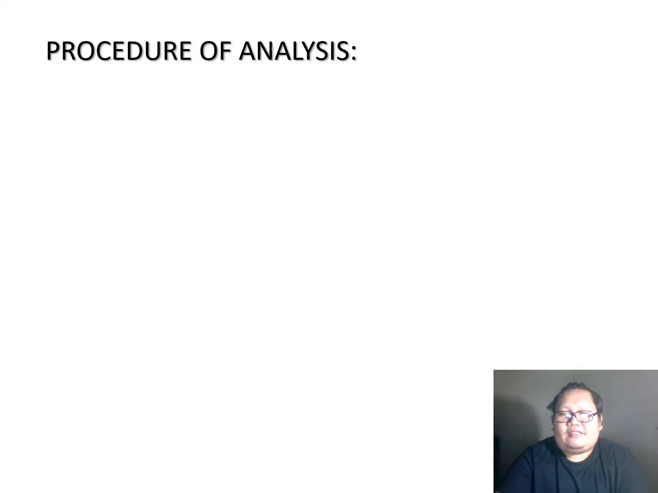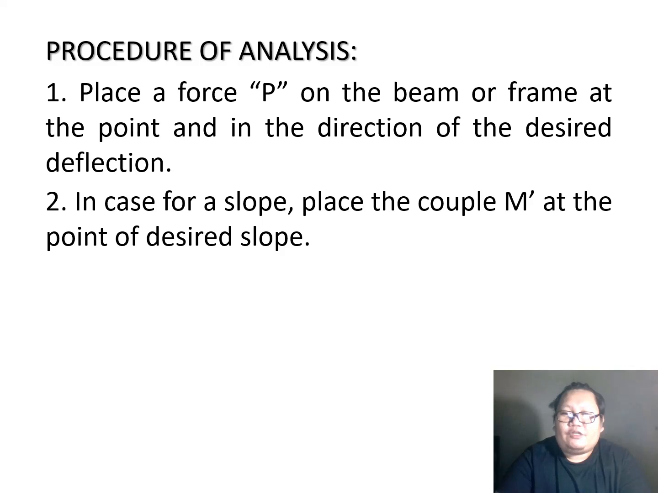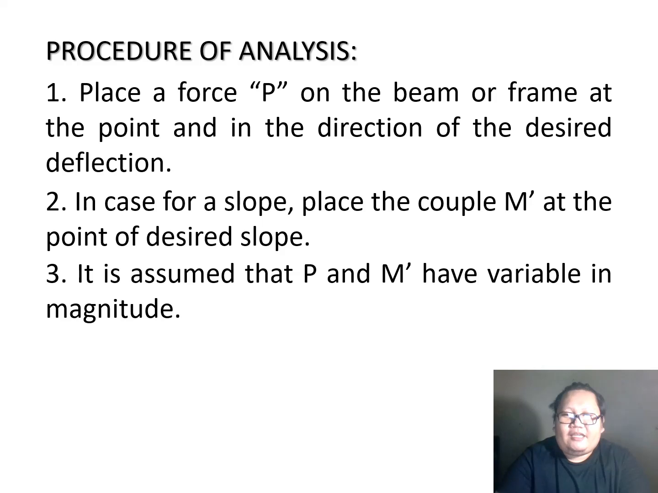Procedure of the analysis. Number 1. Place a force P on the beam or frame at the point and in the direction of the desired deflection. Also, in case of a slope, place the couple M prime at that point of desired slope. Number 3. It is assumed that P and M prime have variable magnitude.